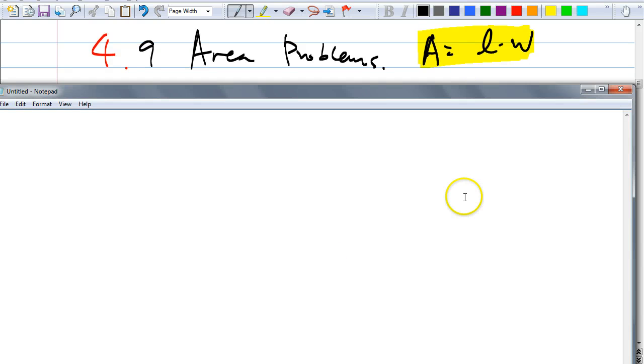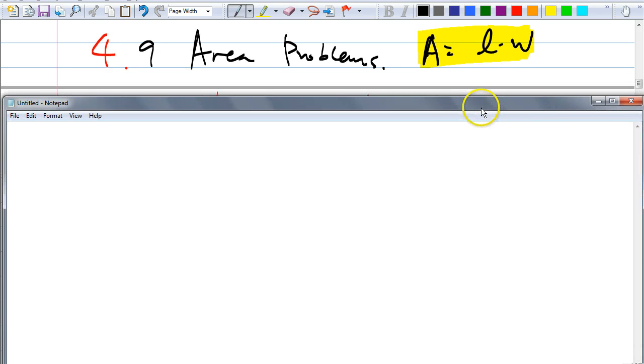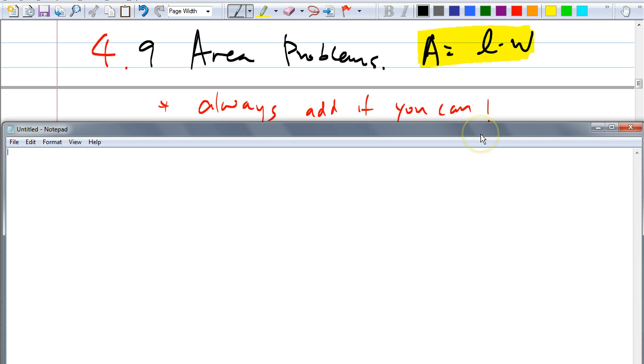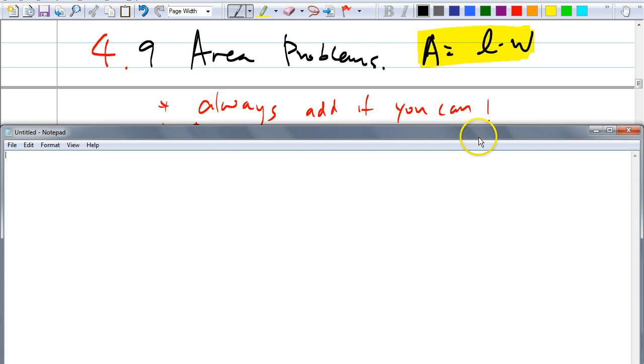So today we're going to talk about area problems, okay? Here are two rules you really have to remember. First, always add if you can. You want to add these area problems if you can. Sometimes people like to subtract. That's when you could do it, it's just that you make silly mistakes when you do that. So always try to add if you can.